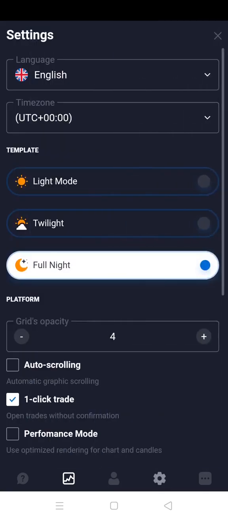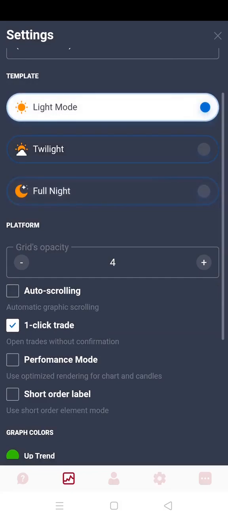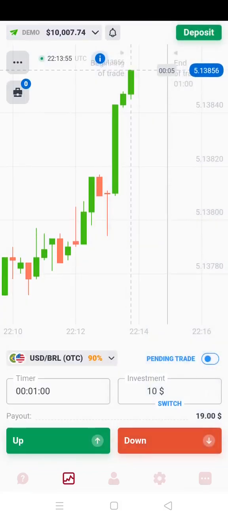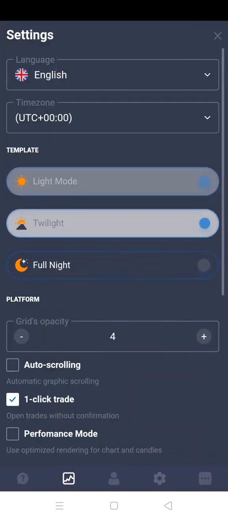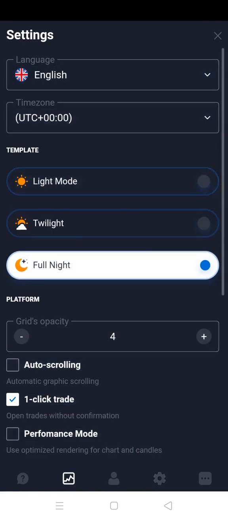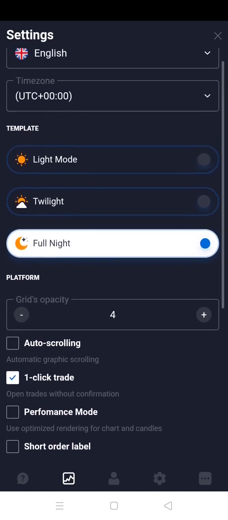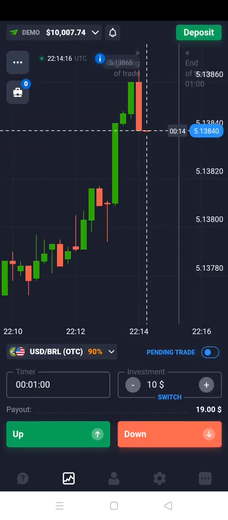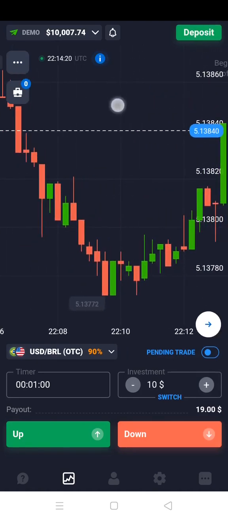In this settings area, you can change your time zone, change your language, change it to light mode if you want to. Let's go live here. So this is what light mode is. I prefer the dark mode or twilight. Twilight is not too good for me. I like the full night. That's better. Grid's opacity, I like it at 4. The grid opacity is this one. Let me show you. These lines that you're seeing here, these tiny, faint lines that you're seeing, those are the grids.